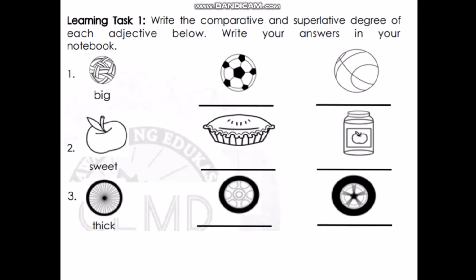So for our learning task 1, in your drill board, just write the comparative and superlative degree of each adjective below. So write your answers in your notebook. So for number 1, we have big. Okay? So what is the comparative degree of this adjective? Very good, it is bigger.